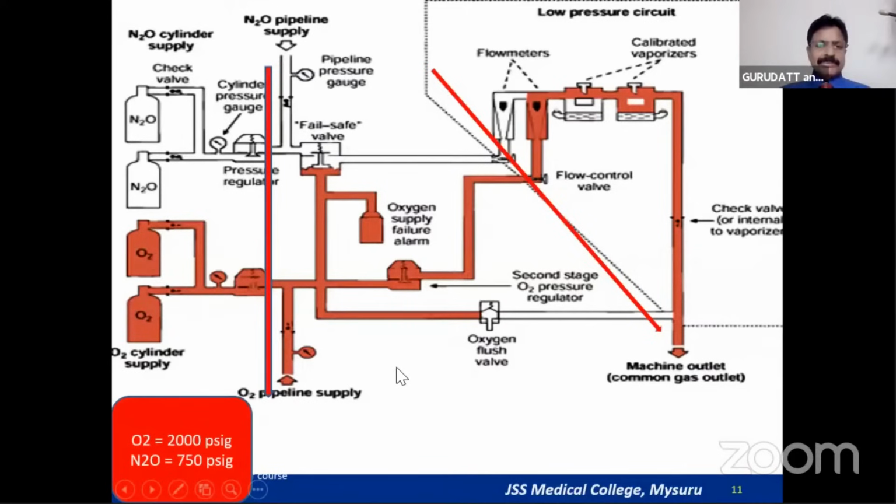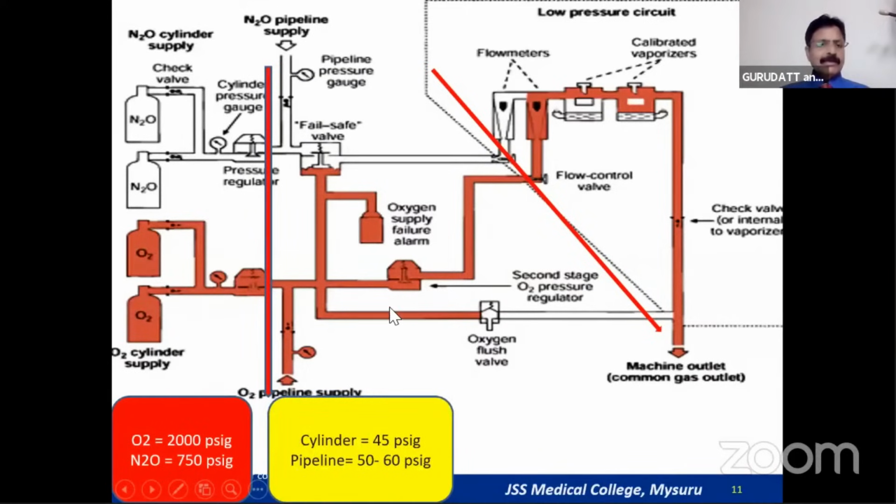So what is the pressure in the intermediate pressure system? In the older machines, even the pipeline was attached to the yoke of the anesthesia machine itself. Now, in the modern workstation, the pipeline is attached directly in the intermediate system, which has separate inlets for the pipeline. There it is attached. So the pipelines in the modern workstations are in the intermediate pressure system.